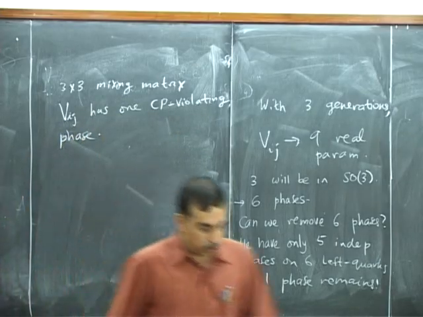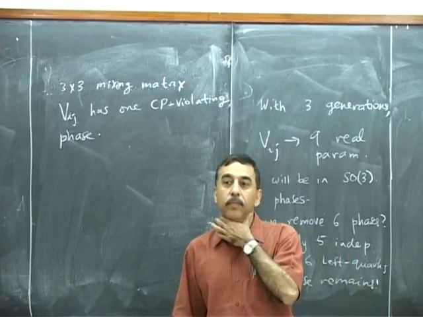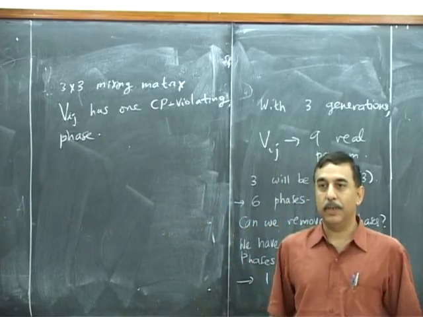So this is one origin of CP violation in the standard model. Therefore, the standard model in principle does not conserve CP.